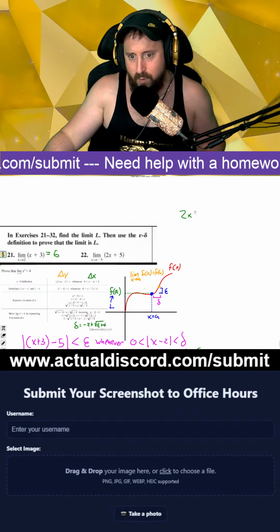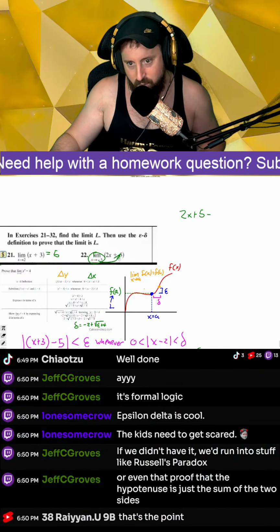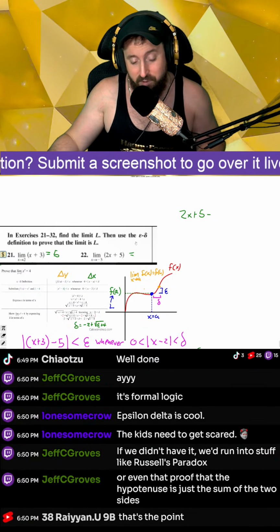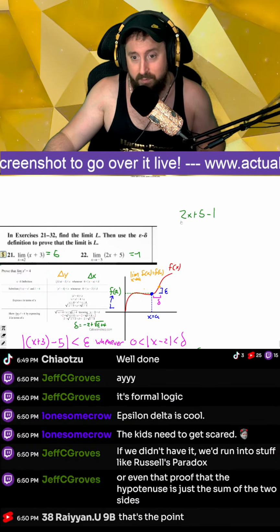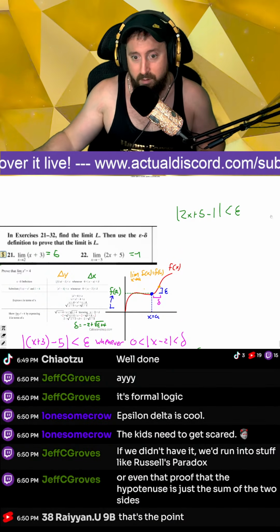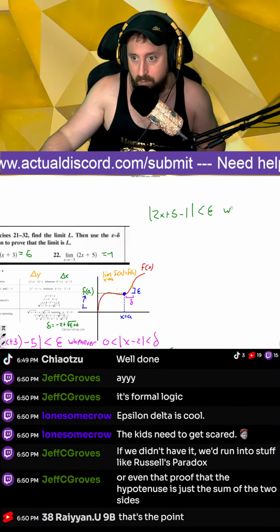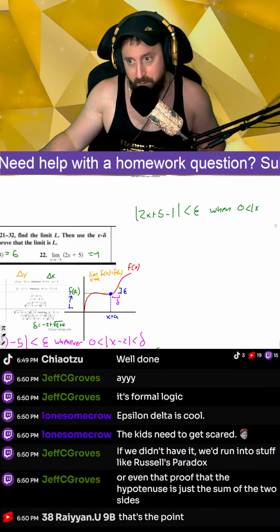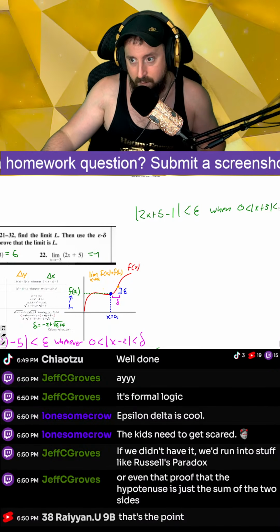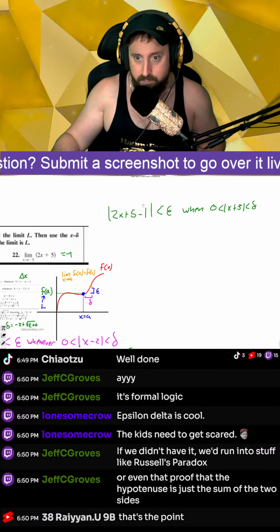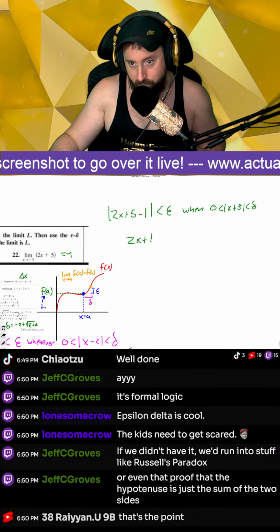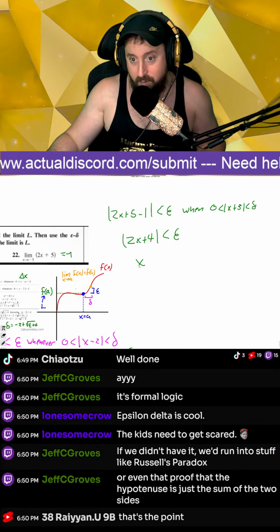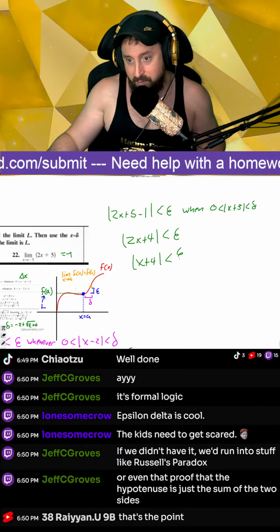This would be 2x plus 5 minus L, where L is what the limit actually goes to. So when we plug this in, this should be negative 6 plus 5, so this should be negative 1. So you say minus negative 1 is less than epsilon when 0 is less than the absolute value of x plus 3, which is less than delta. So then this turns into 2x plus 4 is less than epsilon. And if you divide by 2, you get x plus 2 is less than epsilon over 2.